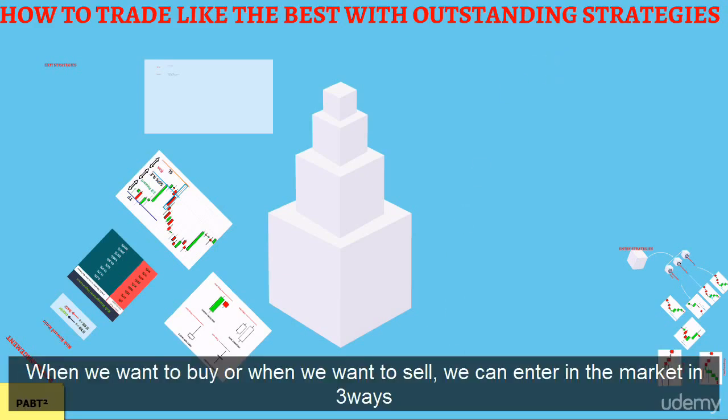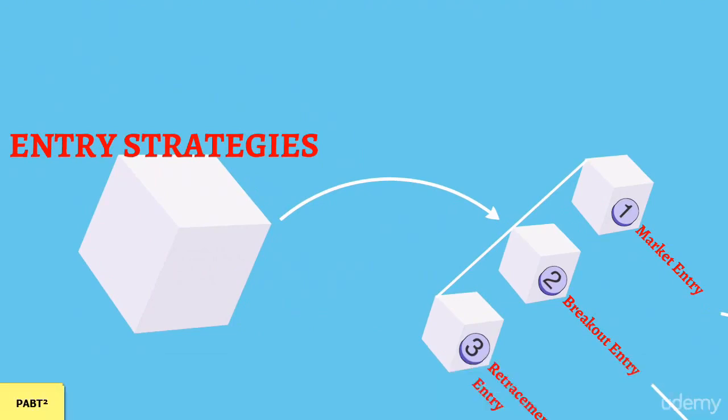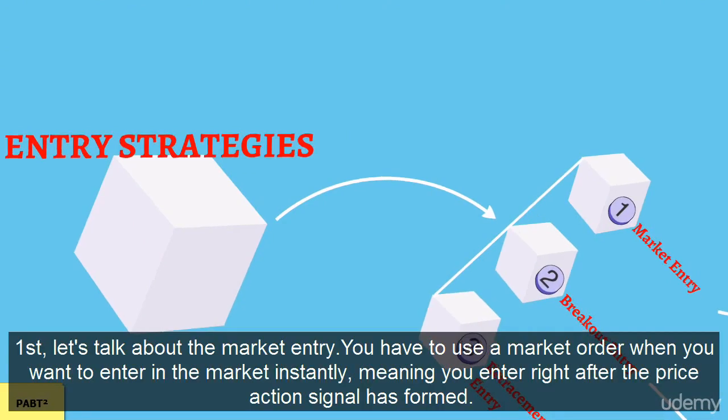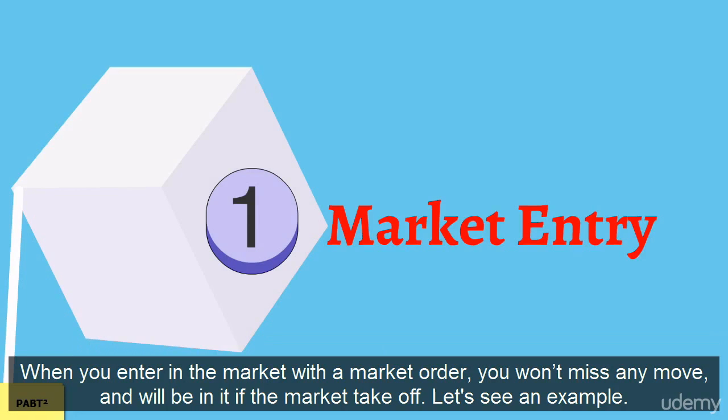So we have 3 entry strategies that we use to enter in the market. Okay, so when we want to buy or when we want to sell, we can enter in the market in 3 ways, and let's go. First, let's talk about the market entry. So you just have to use a market order when you want to enter in the market instantly, meaning you enter right after the price action signal has formed. So when you enter in the market with a market order, you will not miss any move and you will be in it if the market takes off.